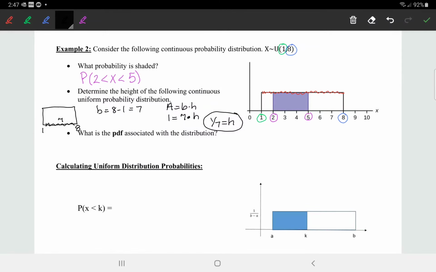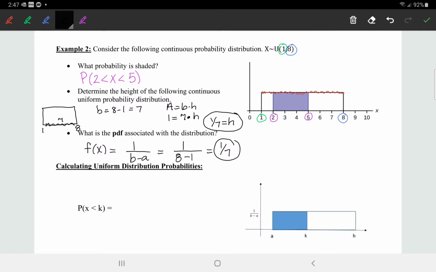Now we could have done it using the probability distribution function, and we can do that here as well and see that it's the same thing. So f of x is given as 1 over b minus a, and in this case the highest value was 8, the lowest value was 1, so the probability density function is f of x equal to 1/7. So the height and the PDF of the uniform distribution are the same.